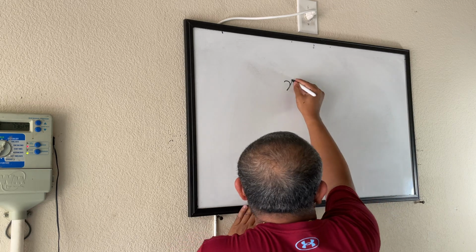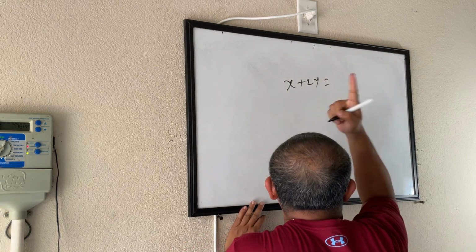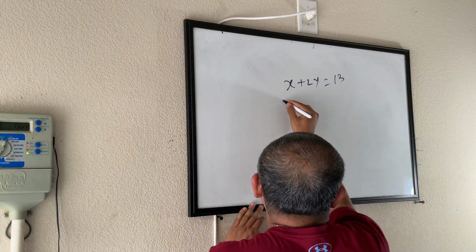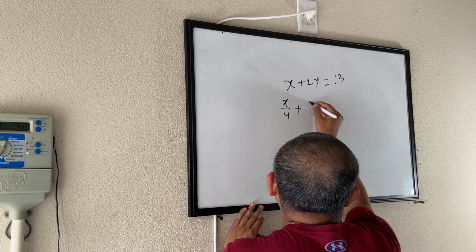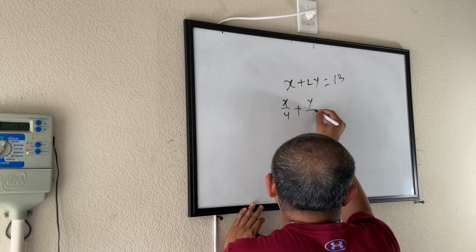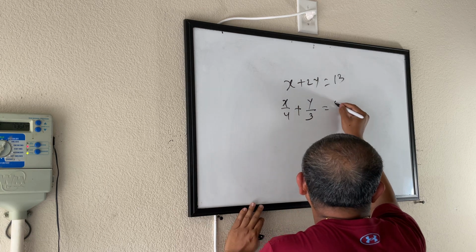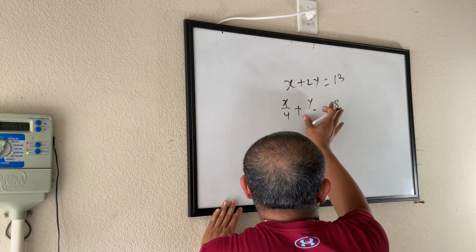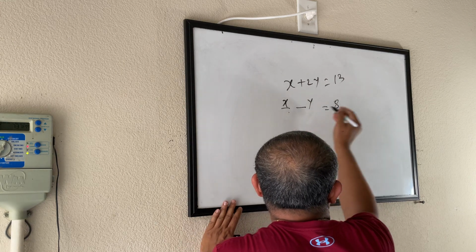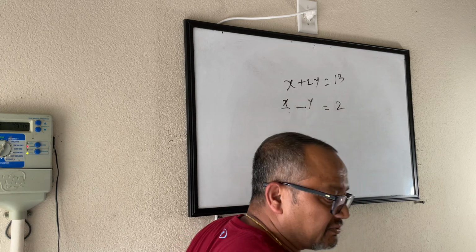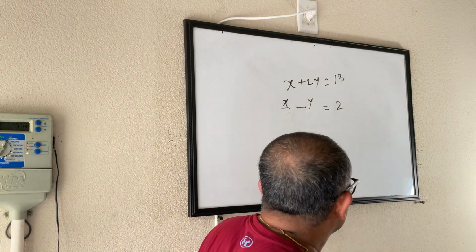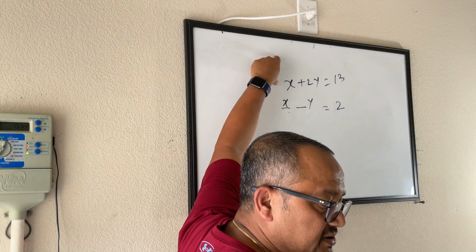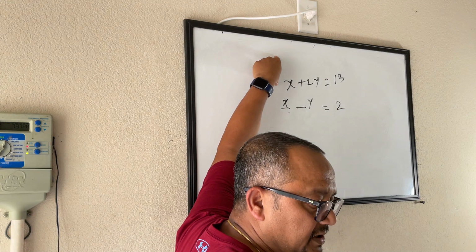I have two equations, let's say x plus 2y equal to 13, and x by 4 plus y by 3 equal to 8. Let's make it look complicated to begin with. Okay, I have two equations. First thing that will come to your mind, are these linear equations? Yes, both are linear equations.